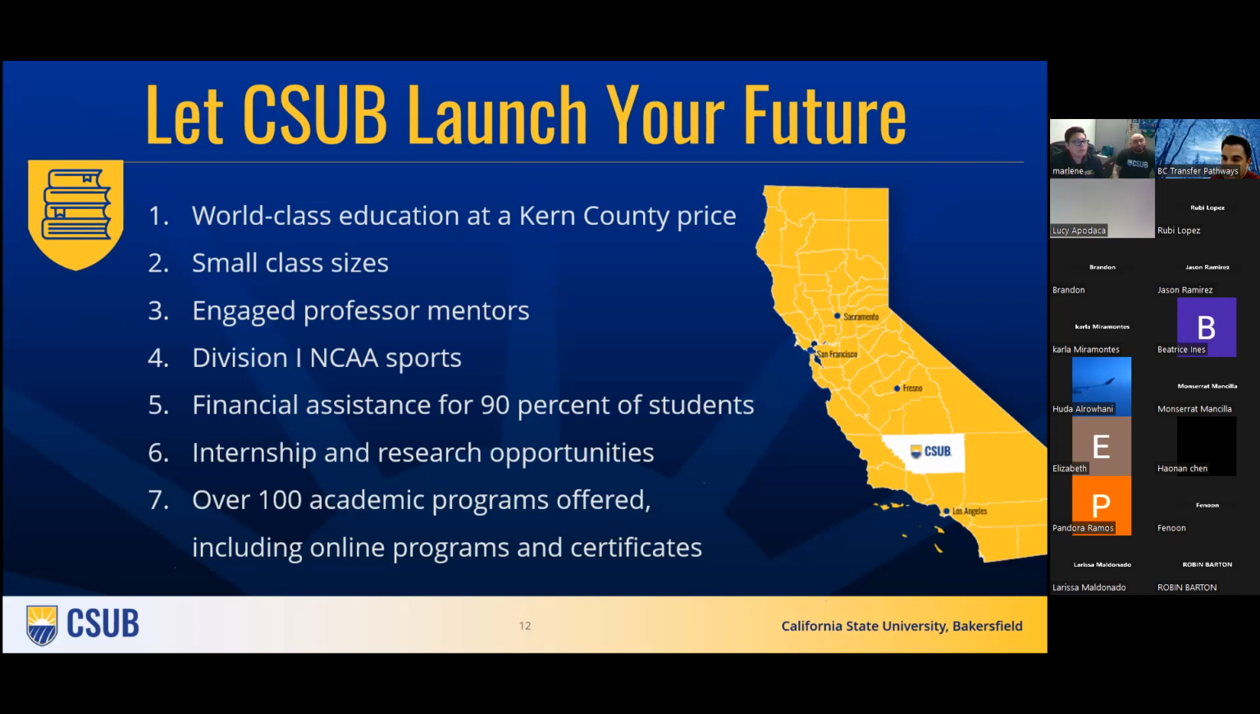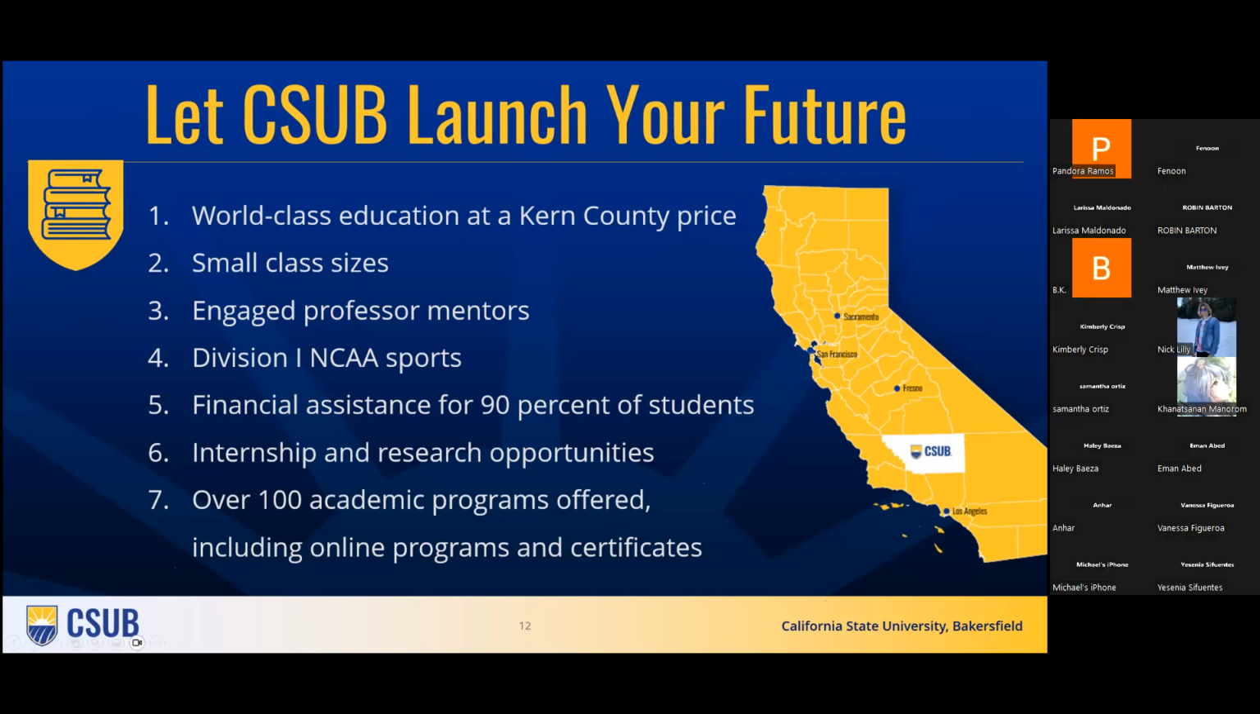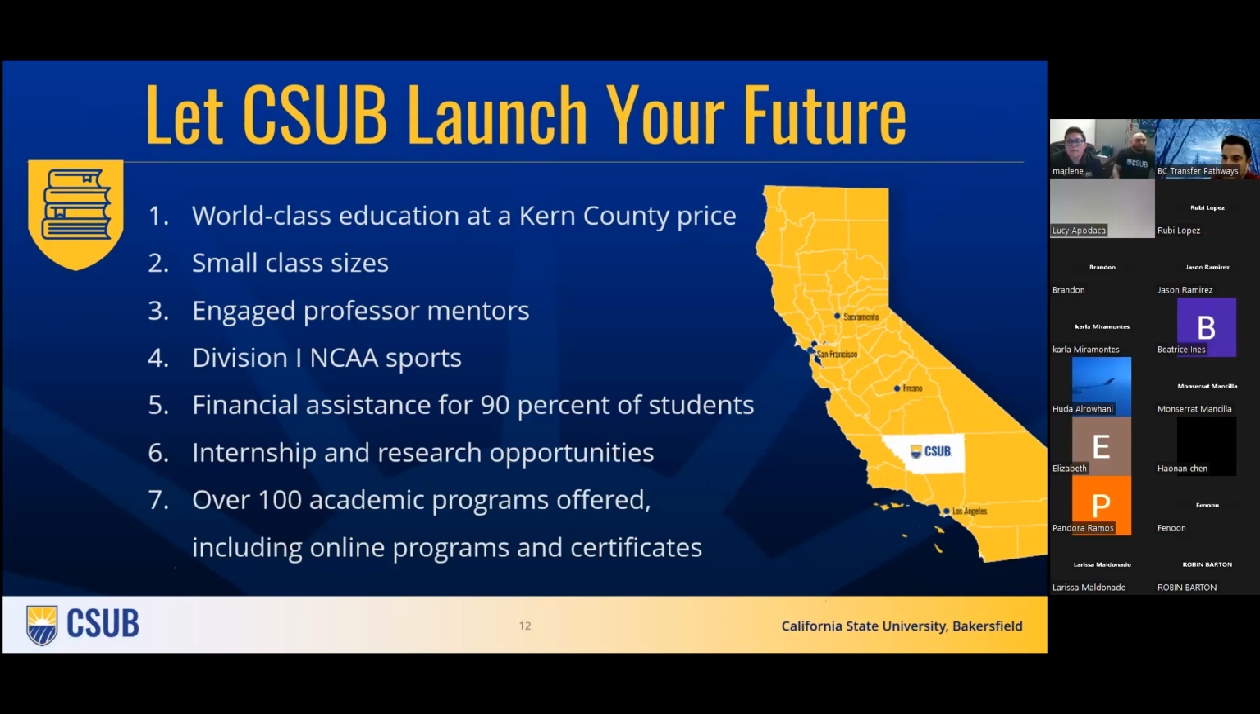So number 6, internships and research opportunities, right? Because the class sizes are very small, you're able to get that one-on-one with the professor, and you're able to get internships. And number 7, we have over 100 academic programs offered, including online programs and certificates. So if UCLA has a program that we have, you're not going to miss out, because we're probably going to have the same programs that big college has, and you're going to get the same thing. Like right now, I'm taking all online at CSUB, and it's great. So you could go in person or online. So you're not losing anything by coming to CSUB.